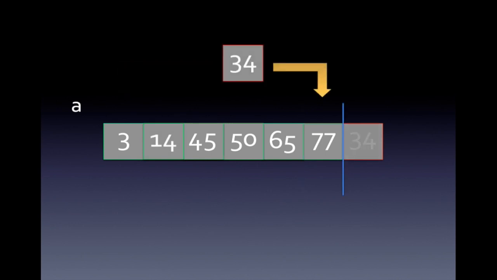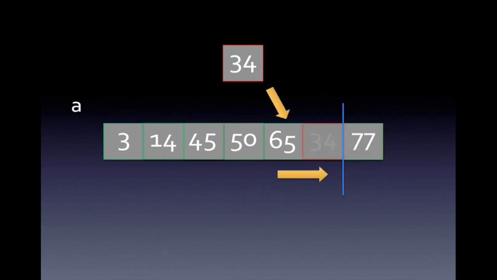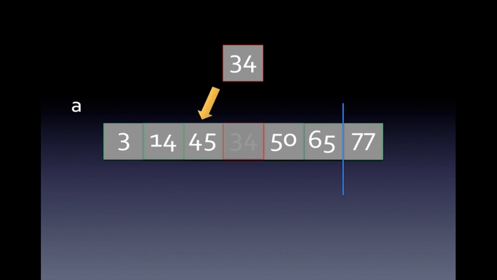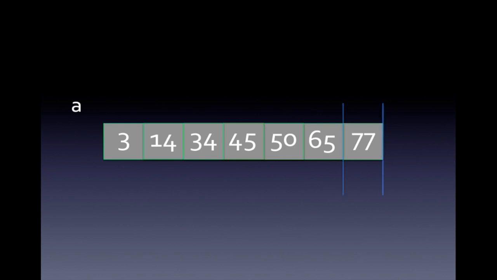Now the same thing happens in the next integer. 34 is less than 77, so 77 will move one space to the right. And 34 is less than 65, so 65 will move one space to the right. 34 is less than 50, so 50 will move one space to the right. 34 is also less than 45, so 45 will move one space to the right. However, 34 is greater than 14, so 34 will be inserted between 14 and 45. Now that we've reached the end of this array, this means that the array is now sorted.